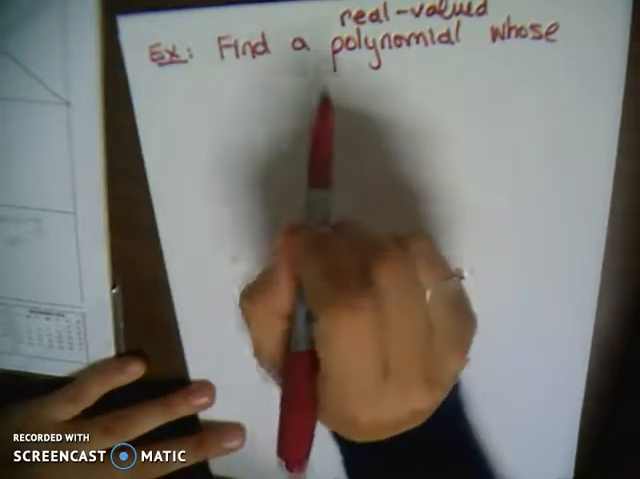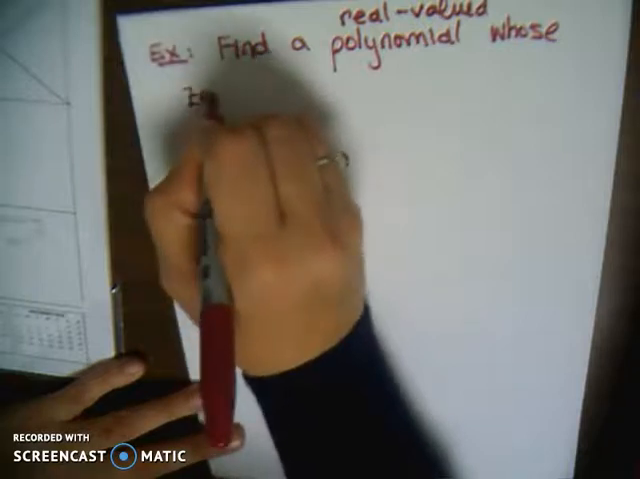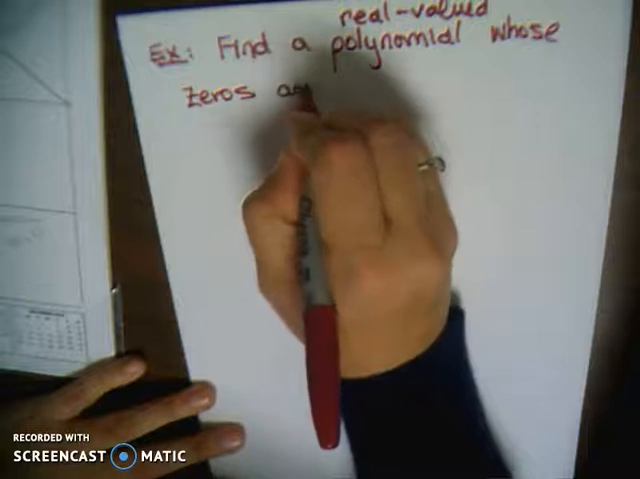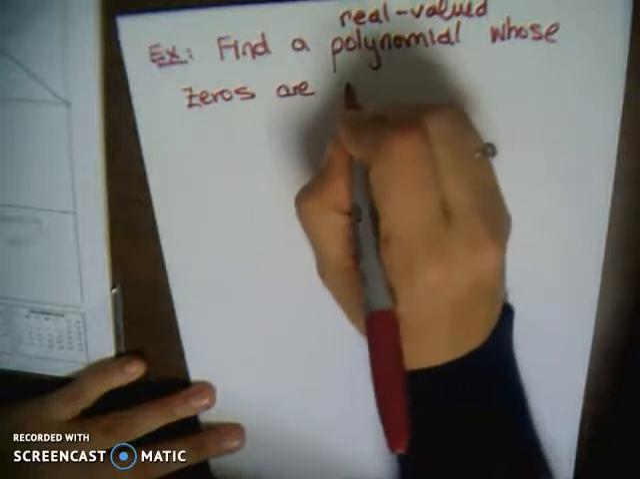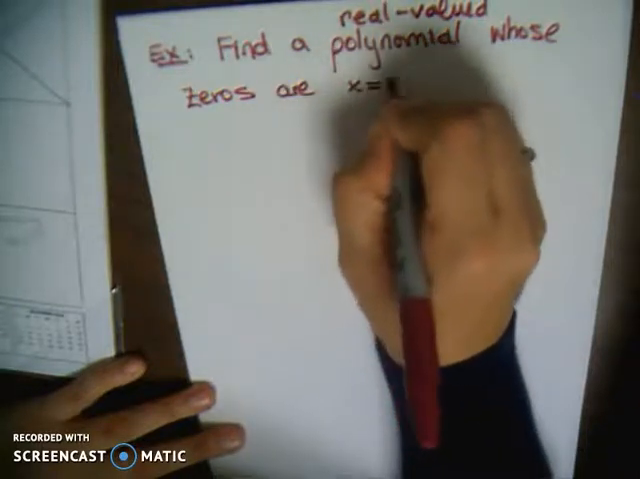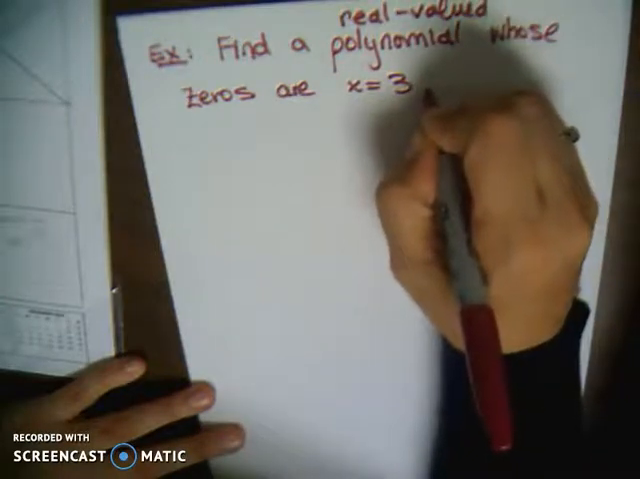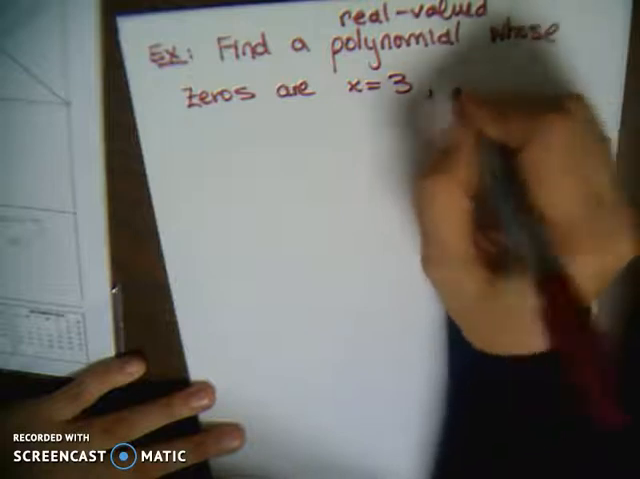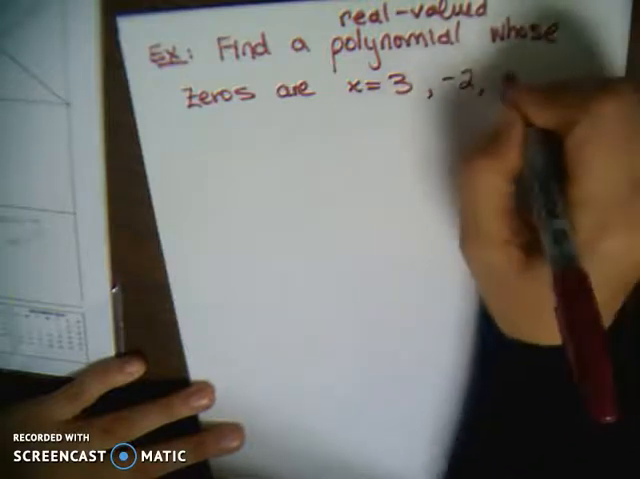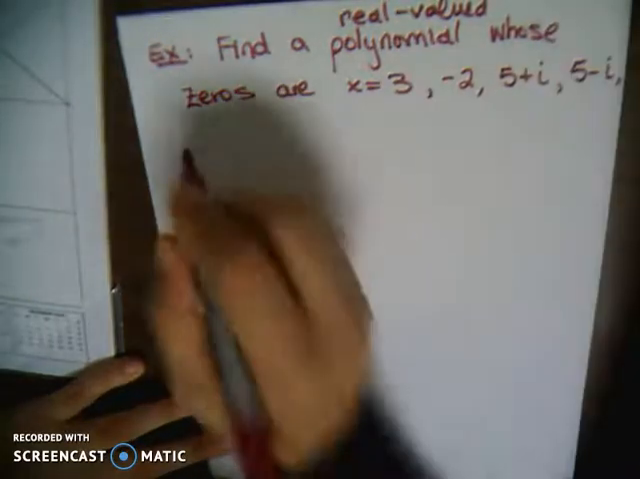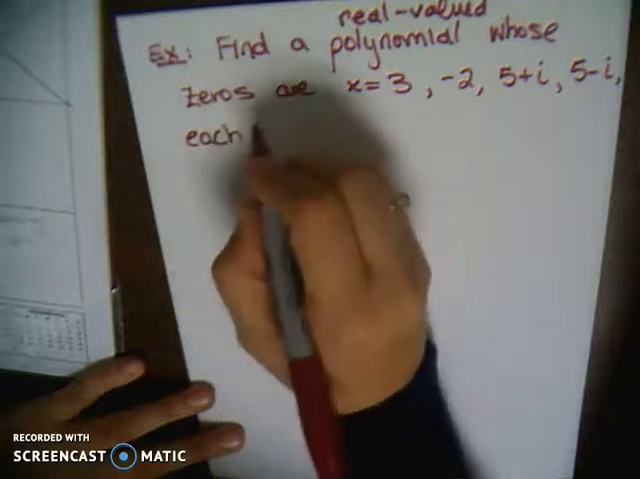So we want to find a real valued polynomial whose zeros are x equals 3, negative 2, 5 plus i, and 5 minus i. And each have a multiplicity of 1.